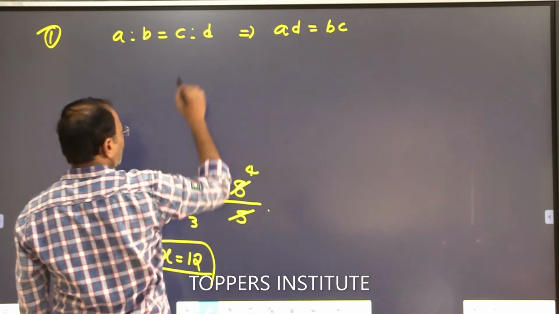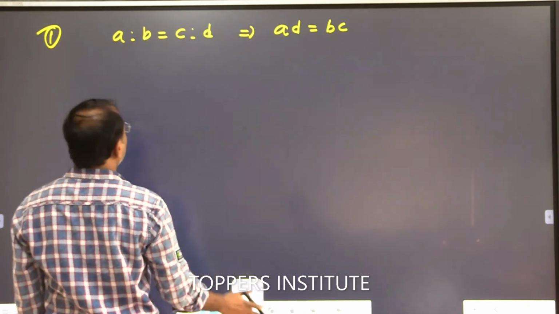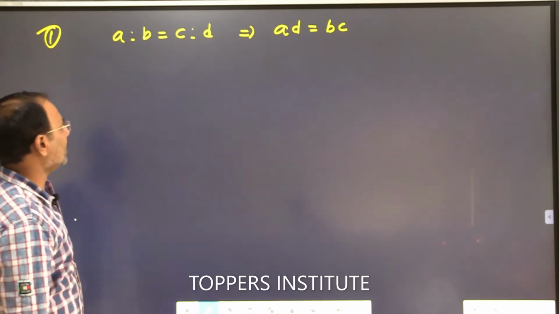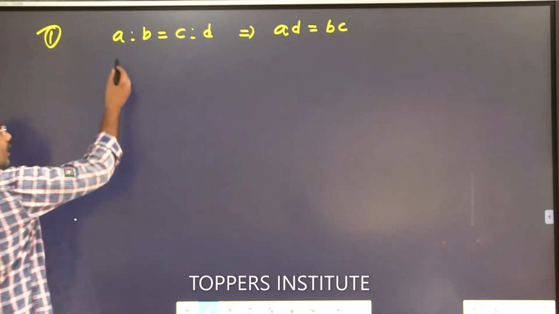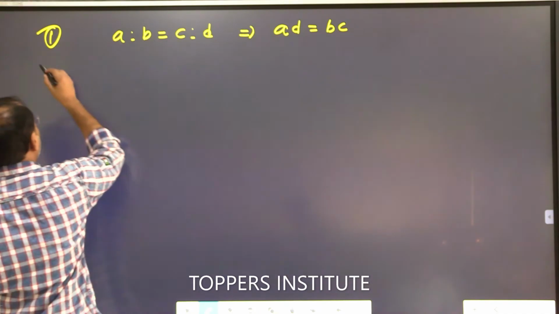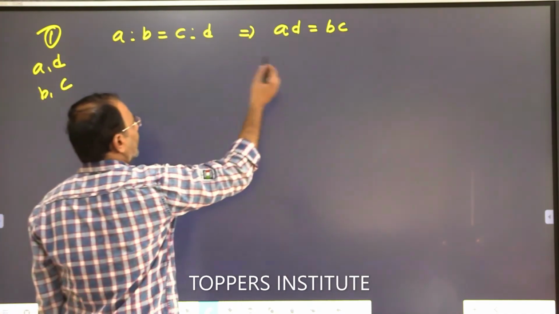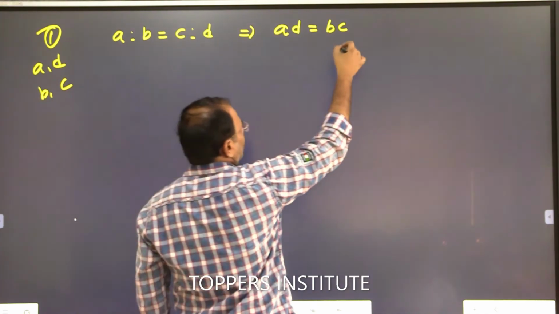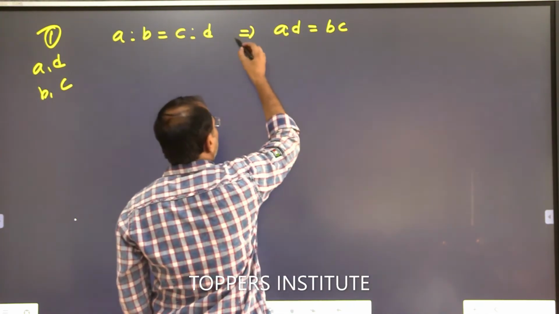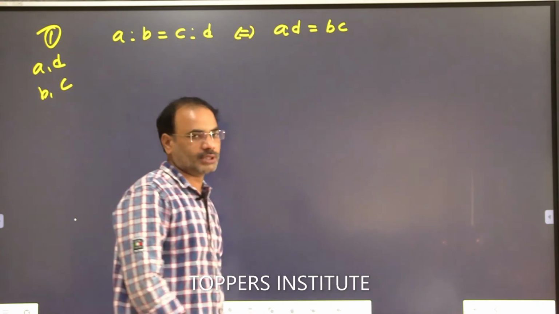If A is to B is equal to C is to D, then you can say A, B, C, D are in proportion. Here A and D are called extremes and B and C are called means. So directly you can write product of extremes is equal to product of means, which is nothing but proportional theorem.